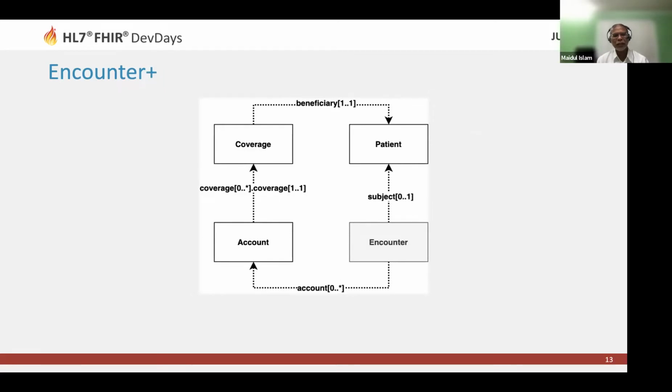I was trying to put it pictorially, and then I could relate that an encounter has a subject, 0 to 1, which is a patient. And then an encounter could have 0 or more accounts, and each account could have 0 or 1 coverage, and coverage has a one-to-one beneficiary, which is the patient in this case. Yep, that's great. I love it.